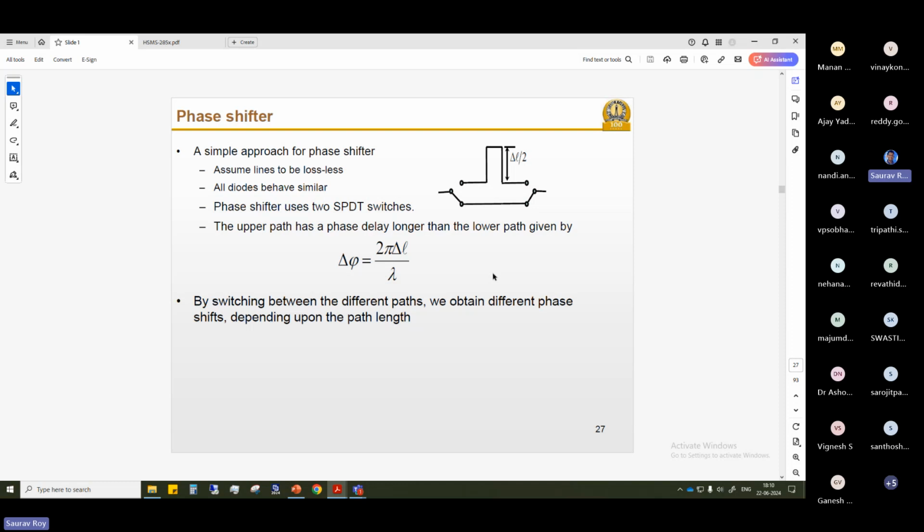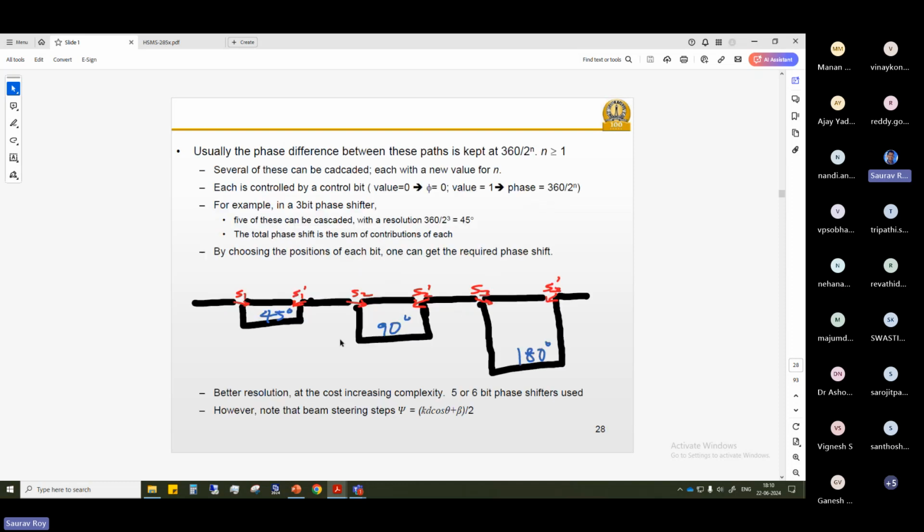So for that, what do we need? We need to cascade a lot of phase shifters like this. When you need this, obviously the circuit complexity increases, you need a lot of diodes, and you need a lot of biasing circuits. Those are required. So that is what the phase shifter circuit is all about.